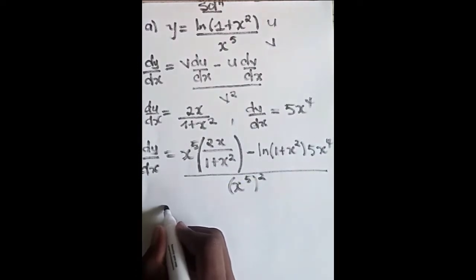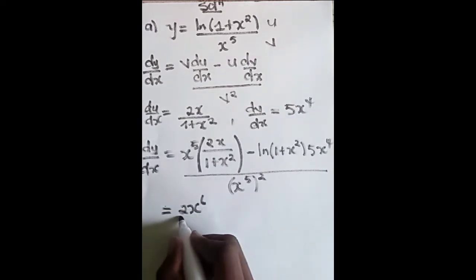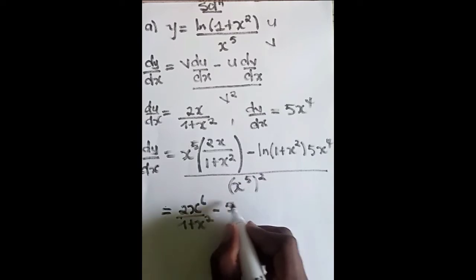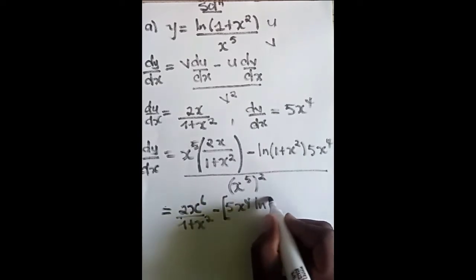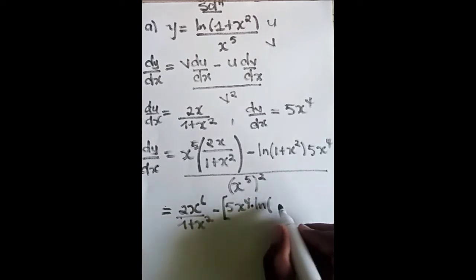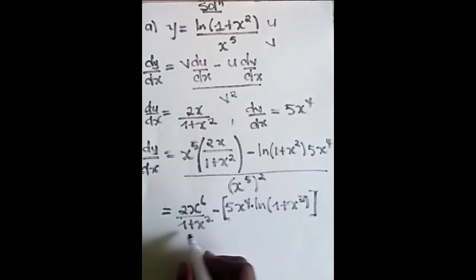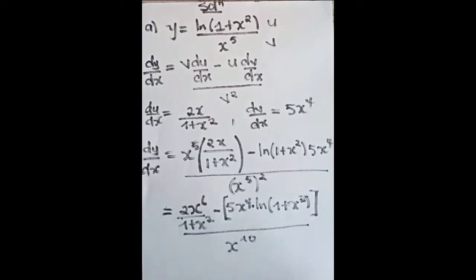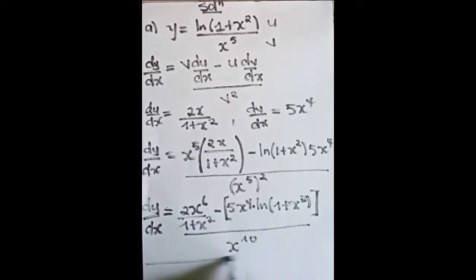which can be further simplified as 2x⁶ over 1 plus x squared, minus 5x⁴ times the bracket ln of 1 plus x squared, all over x¹⁰. So we can simply leave it like this or further simplify. That is our dy/dx, so it equals this.